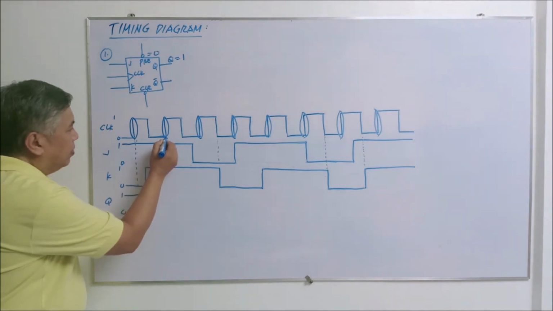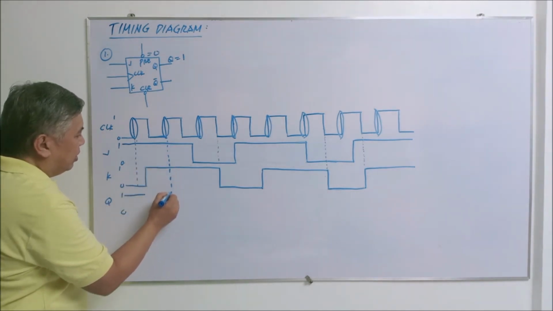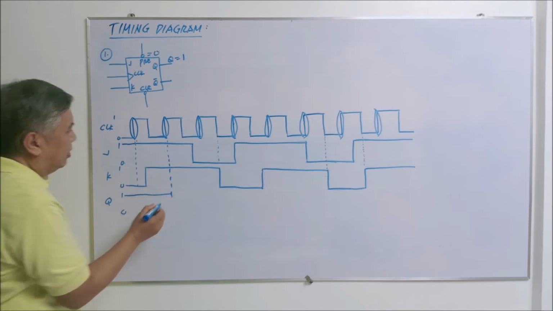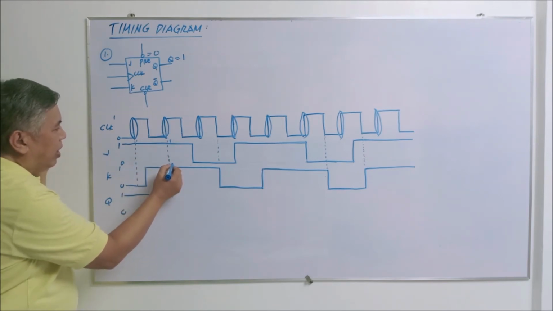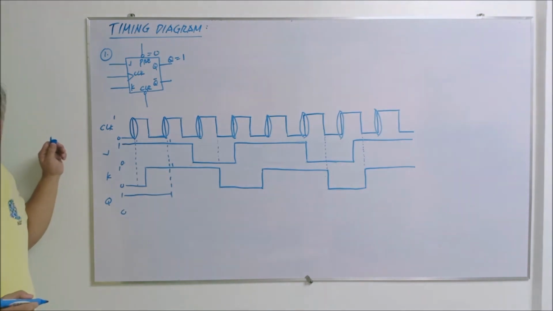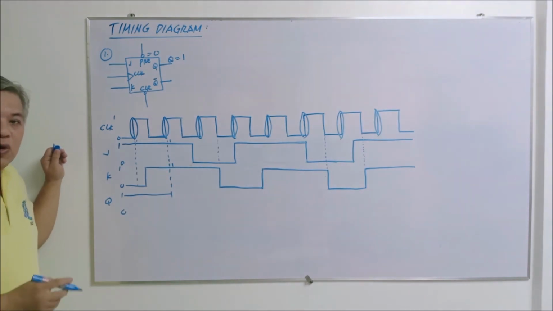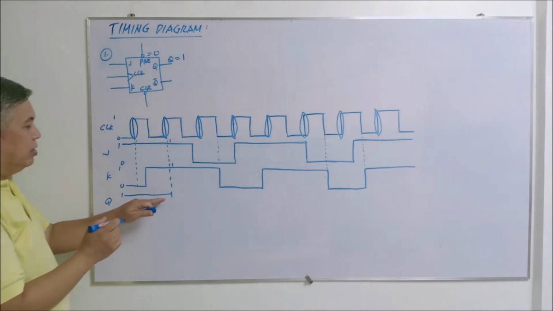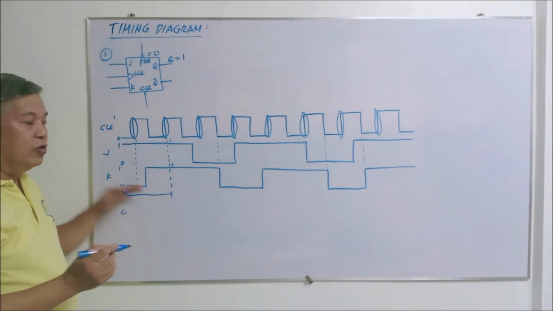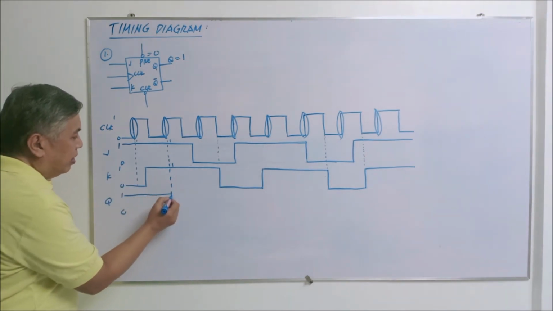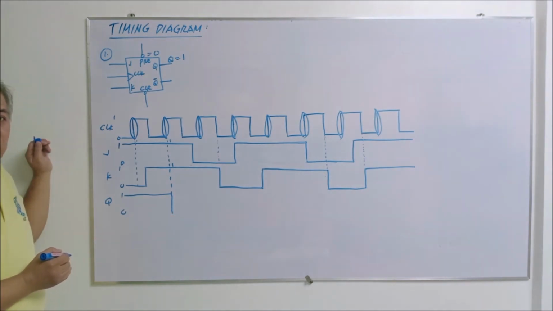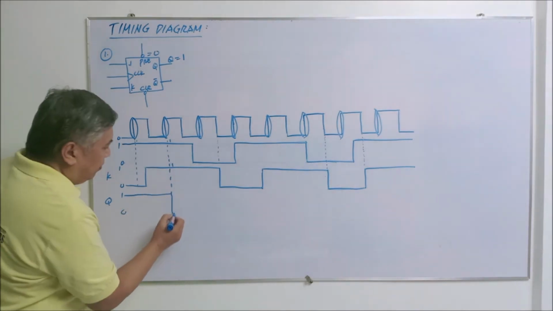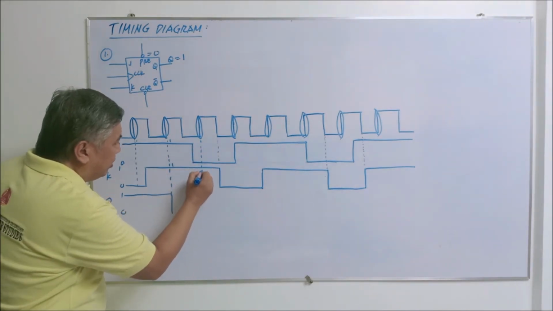Okay, then we go to this particular area. J is 1, K is 1. That means toggle. What is toggle? Change to opposite state, or whatever is the last state, you invert that. So since the last state is 1, then this becomes 0. Last state complement, or last state inverted. Then we go into this particular condition.